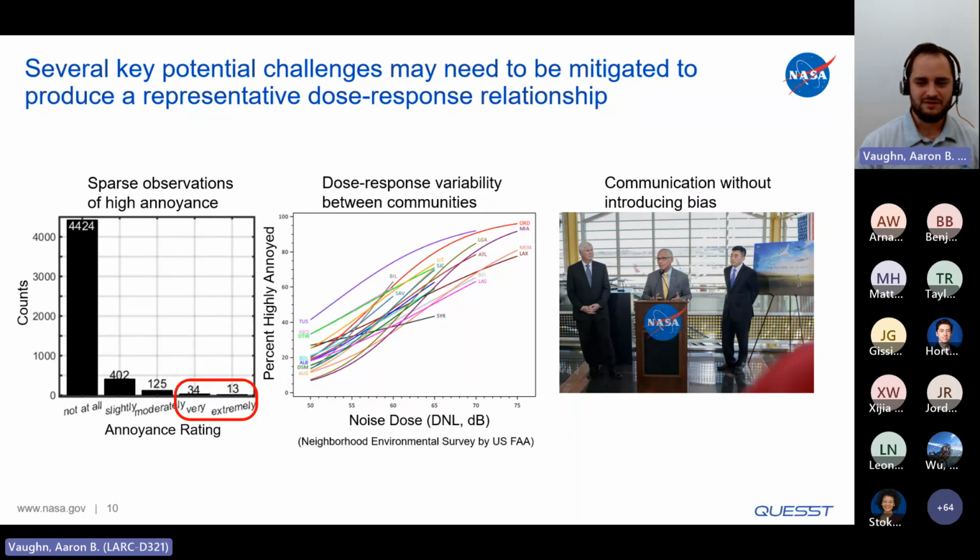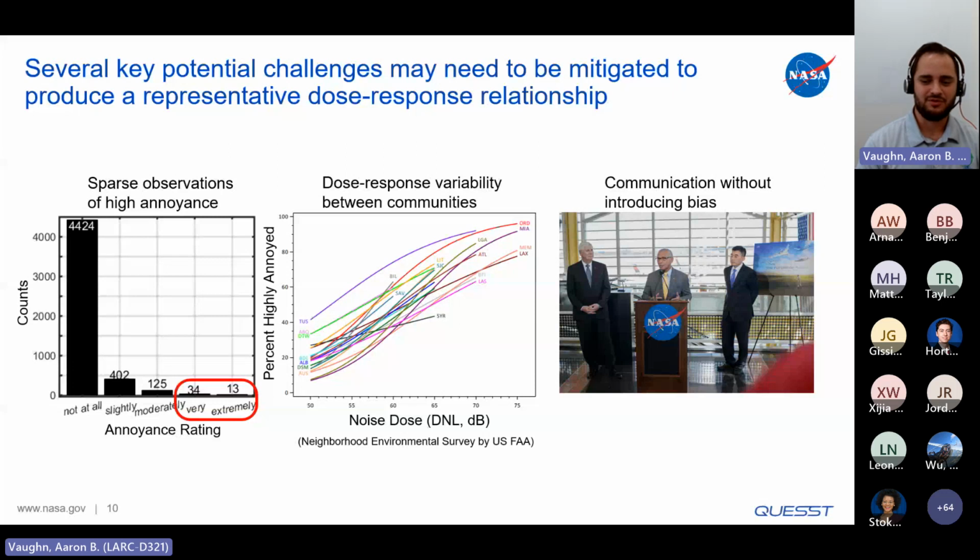Another challenge is the potential for variability between communities. We're going to only have the resources to do 5 tests, time and otherwise, to capture the reaction that the citizens of the U.S. have to the sound. And recently the FAA conducted the Neighborhood Environmental Survey, in which they surveyed 20 different airports across the U.S. And the annoyance response is shown in the middle in that plot. They vary drastically from one another. And so we only have 5 communities. And if they vary widely from each other, that's going to be difficult to have a single nationally representative dose response relationship for regulators to make their decisions from.